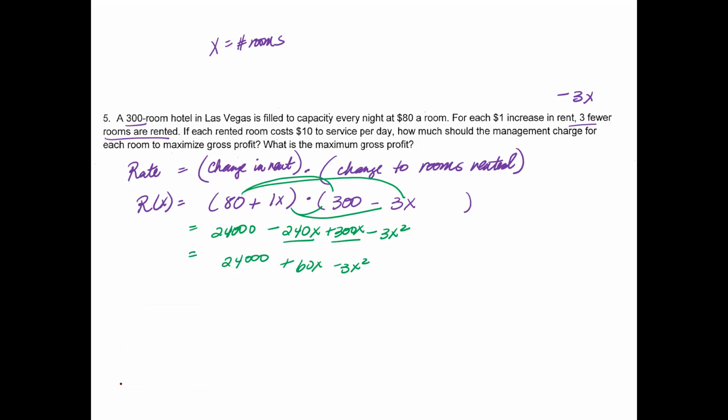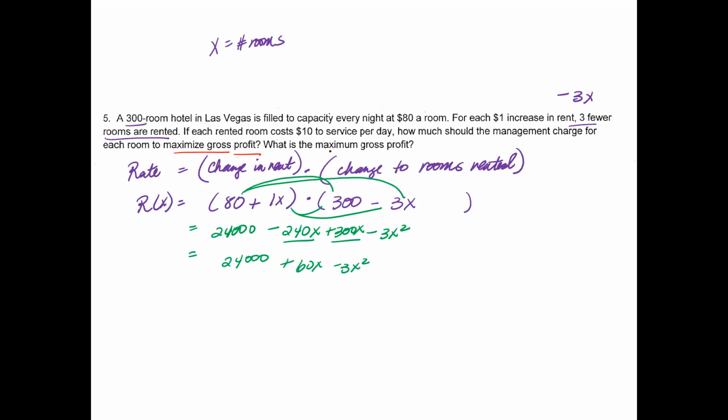So given the fact the question is asking how much should management charge each room to maximize the gross profit, you're going to find the derivative of R of x. Because R of x is the revenue, and if you're finding the maximum of it, we'll do the first derivative. So 60x becomes a 60, 3x squared is a minus 6x. Set it equal to 0 and solve for x, which is going to give you the critical point.